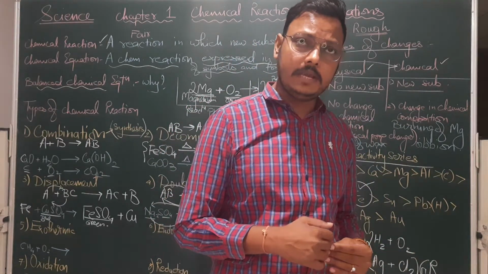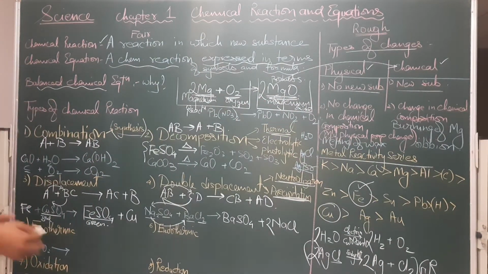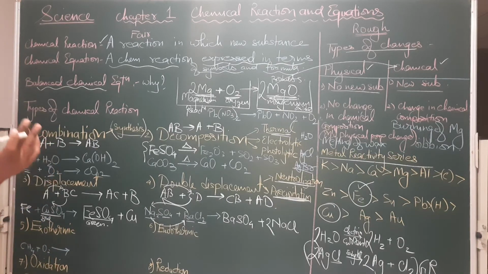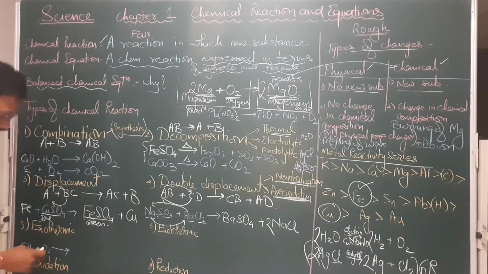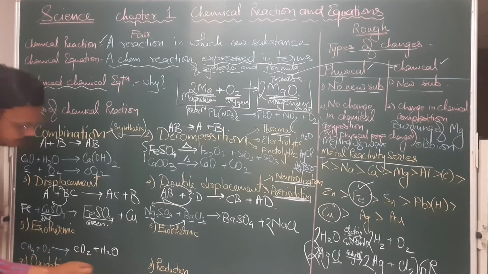Example of exothermic, burning natural gas in air. So what do we have? CNG and PNG at our home. When we burn that, the main constituent is methane, CH4. When it burns in oxygen, we get carbon dioxide and water.